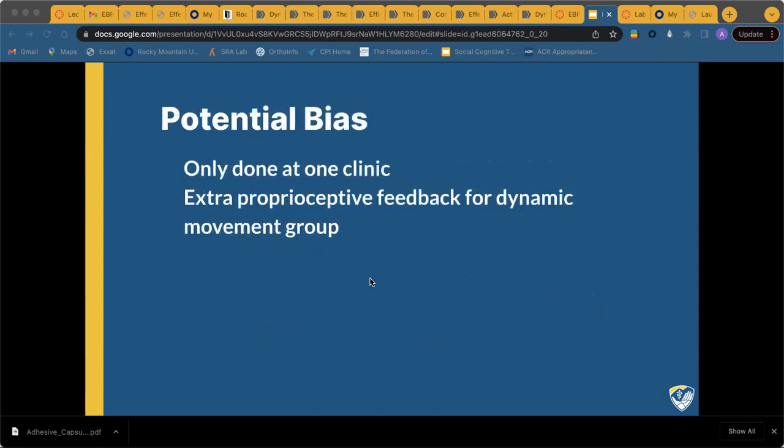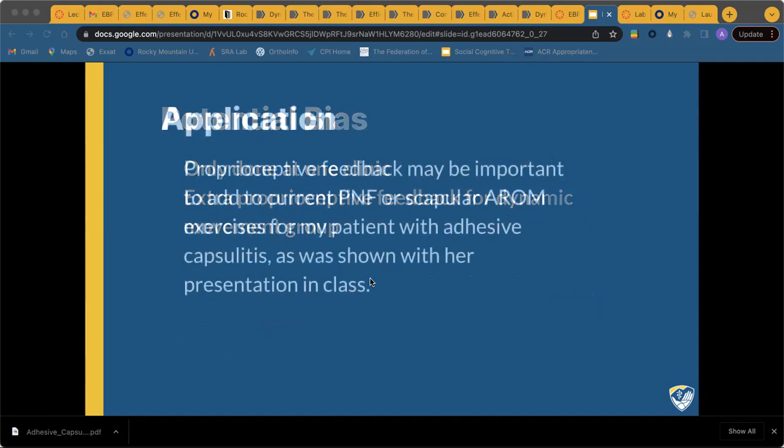The potential bias of this article was that it was only done at one clinical site, and it could be reasoned that the extra proprioceptive feedback for the dynamic movement group could have been offered to the patient for a control as well, although not at the same end range of motion as was performed.